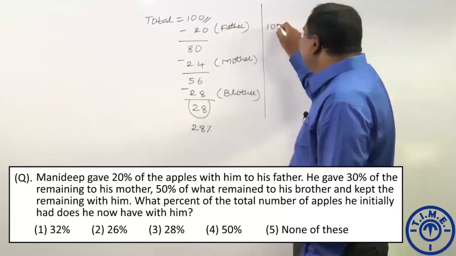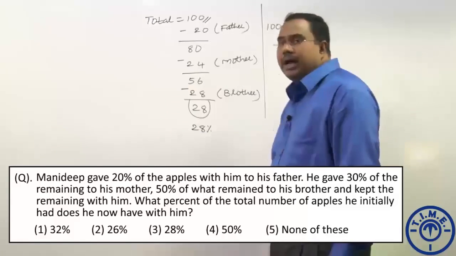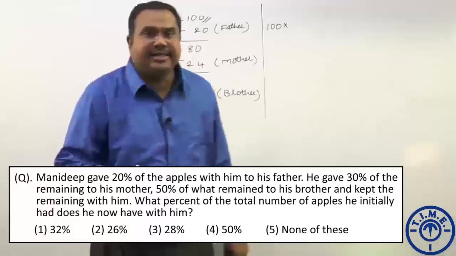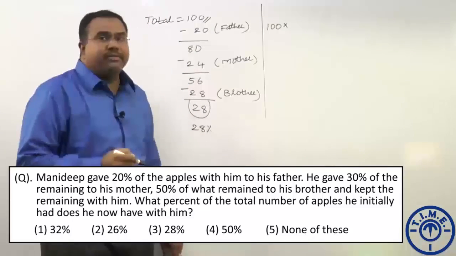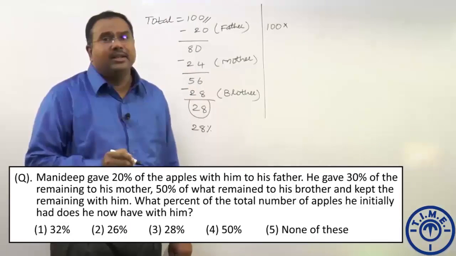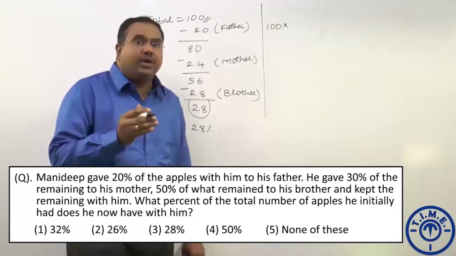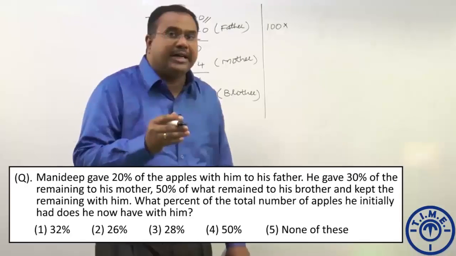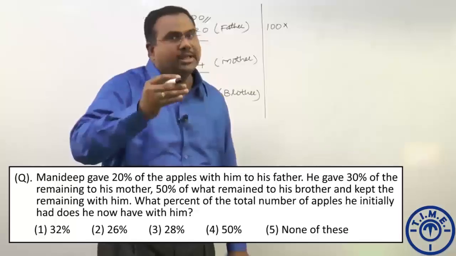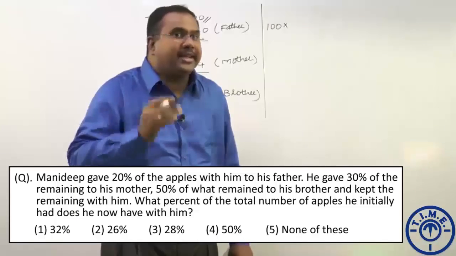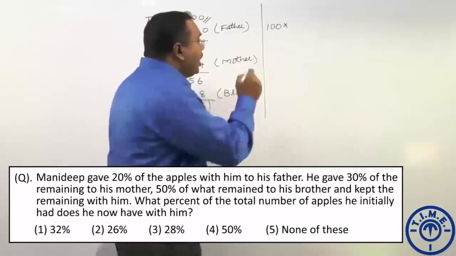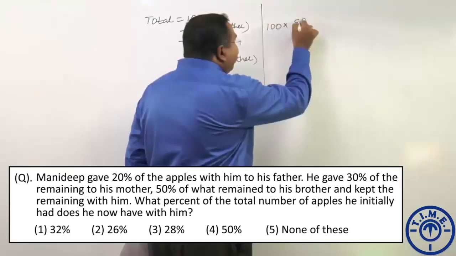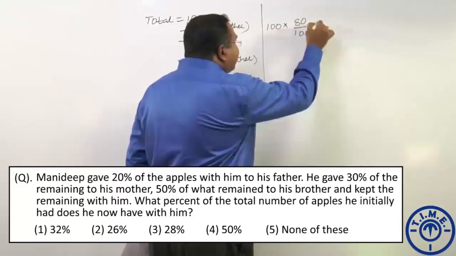Total apples are 100. Out of this 100, he is giving 20% of the apples to his father. So, instead of finding out how many he has given to his father, if he is giving 20% to his father, how many apples are left over? 80%. So, out of 100, he is left over with 80 apples.